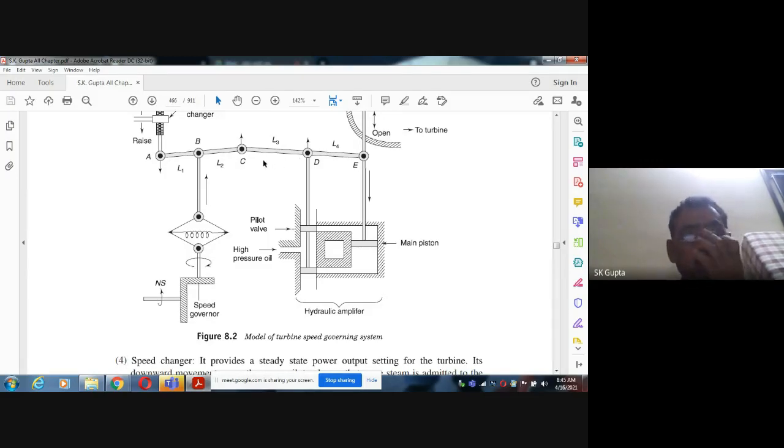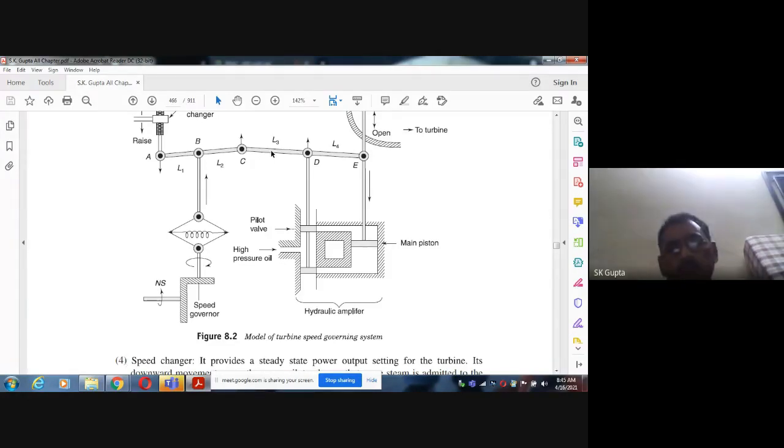Now say the movement in this is YC, suppose this hinge is fixed. If YC goes up, what will be the effect in this? As I told here also, this arc divided by the whole radius is equal to this arc divided by this radius, meaning YC divided by L3 plus L4 is equal to YD divided by L4. Okay, so YD is equal to L4 divided by L3 plus L4 into YC.